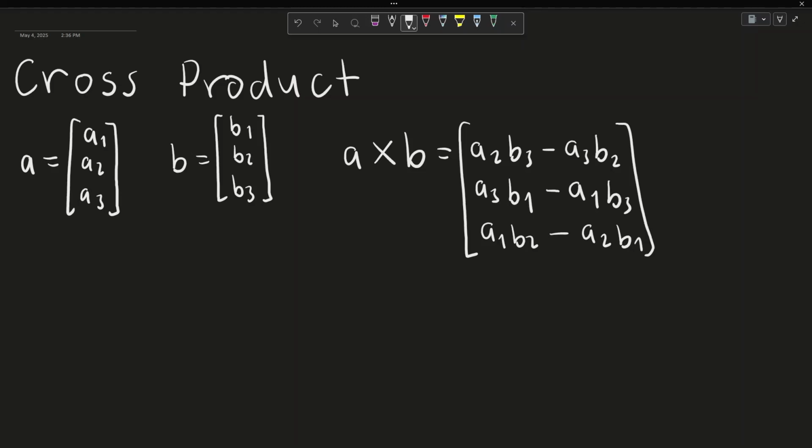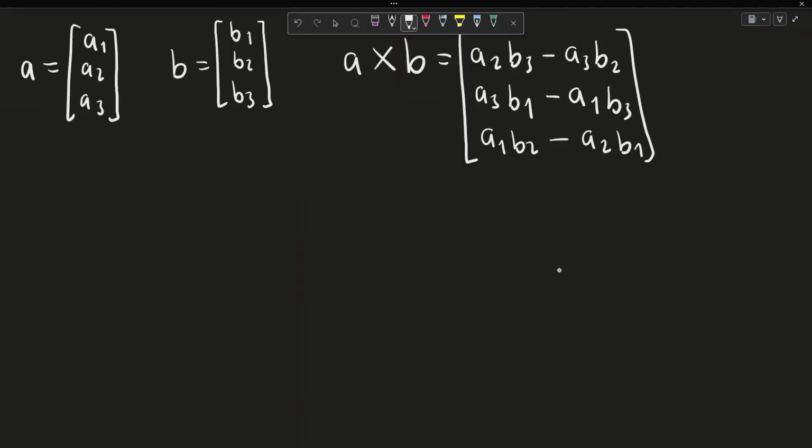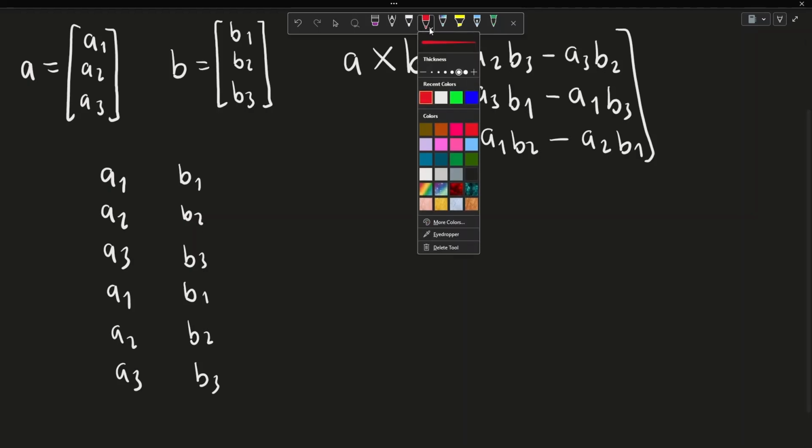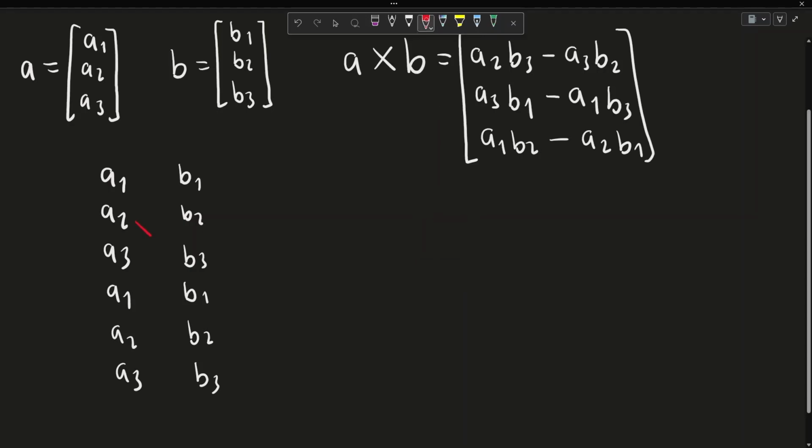Now, this might be difficult to memorize, and so a trick that I've learned is as follows. What you want to do is write out A 3 times, A1, A2, A3, A1, A2, A3, and then do the same for B: B1, B2, B3, B1, B2, B3. And you want to start at A2 and draw these arrows. And you can draw them in different colors if that makes it easier to visualize. So you have these two, which correspond to one another.